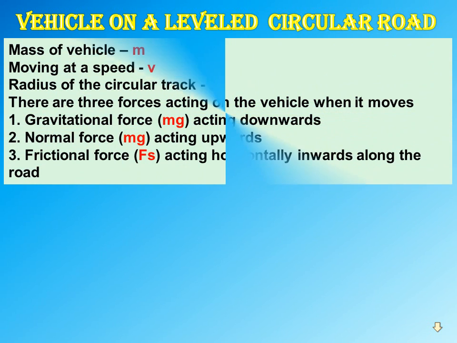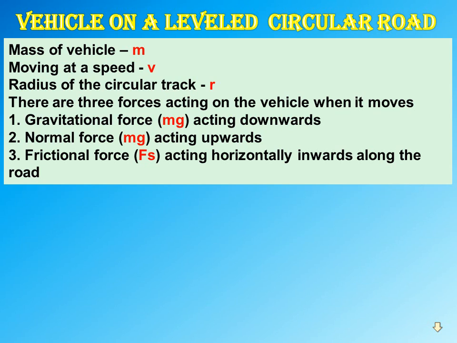Let us consider a vehicle of mass m moving at a speed v in a circular track, and the radius of the track is r, which I mentioned here for your reference. Mass of the vehicle is m, which is moving at a speed v. Radius of the circular track is r.